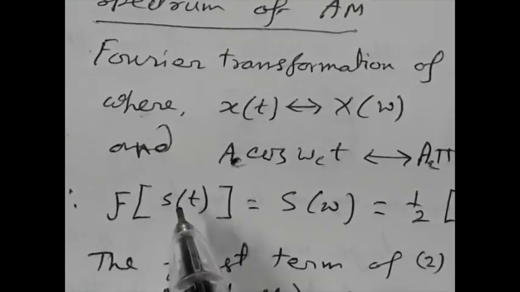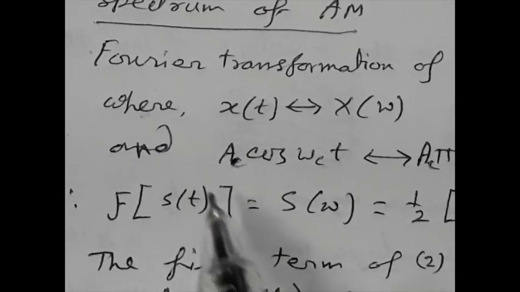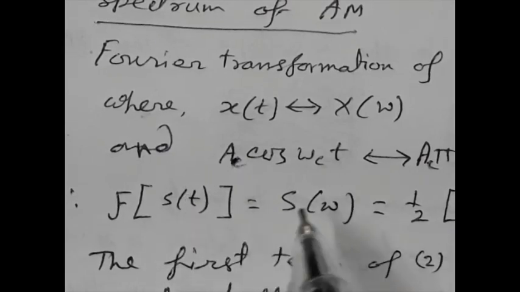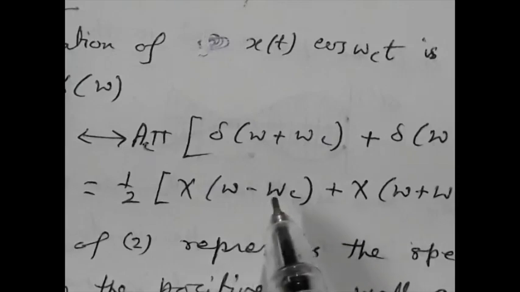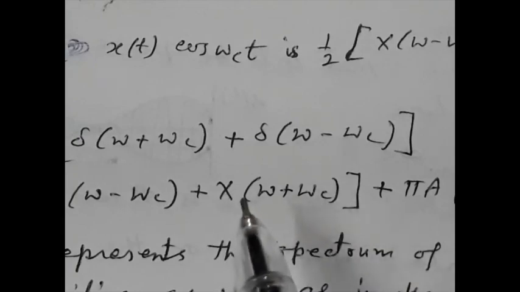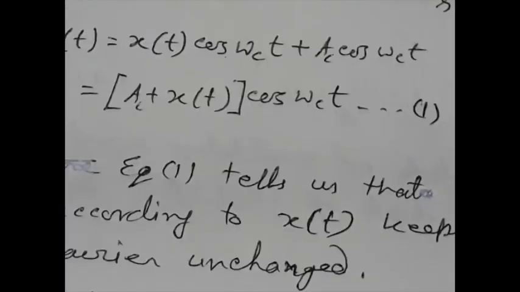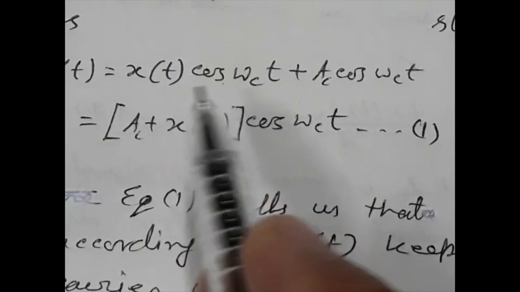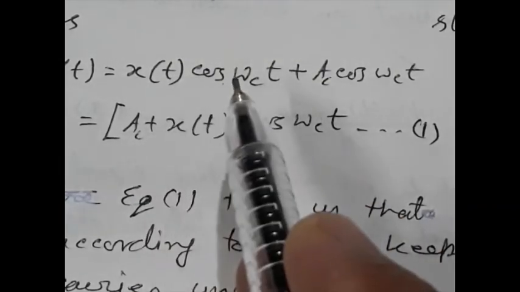So the Fourier transform of s(t), the amplitude modulated signal, written as S(ω), can be written as half of X(ω − ωc) plus X(ω + ωc). This is for the first term, x(t) cos ωc t, plus Ac cos ωc t, its Fourier transform.